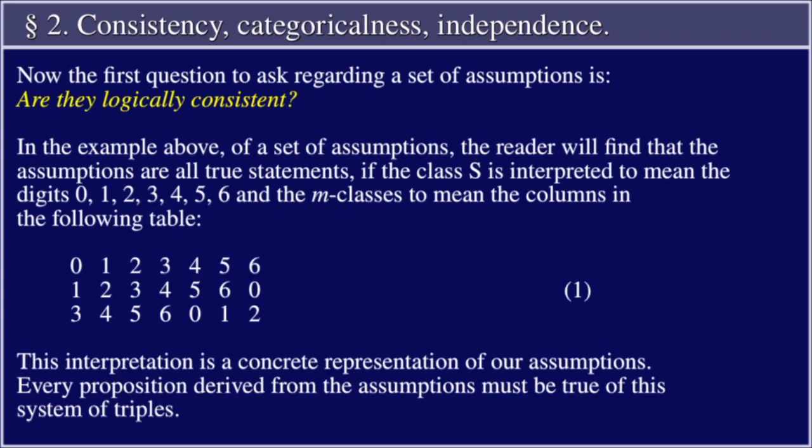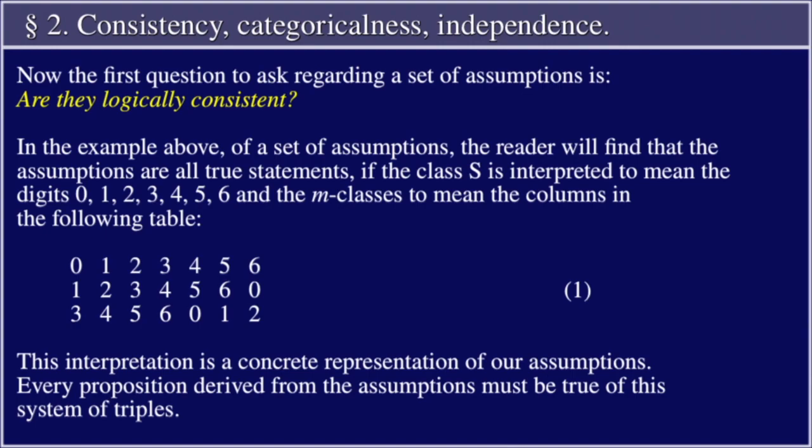Now the first question to ask regarding a set of assumptions is, are they logically consistent? In the example above, the reader will find that the assumptions are all true statements if the class S is interpreted to mean the digits 0, 1, 2, 3, 4, 5, 6, and the M classes to mean the columns in the following table. Table 1, by column: 0, 1, 3; 1, 2, 4; 2, 3, 5; 3, 4, 6; 4, 5, 0; 5, 6, 1; 6, 0, 2.